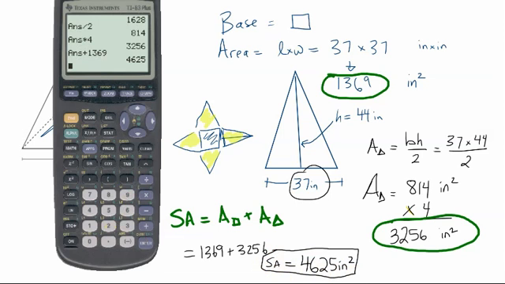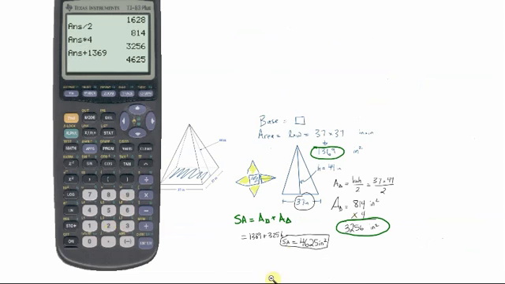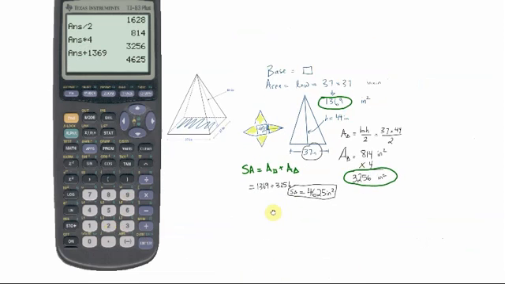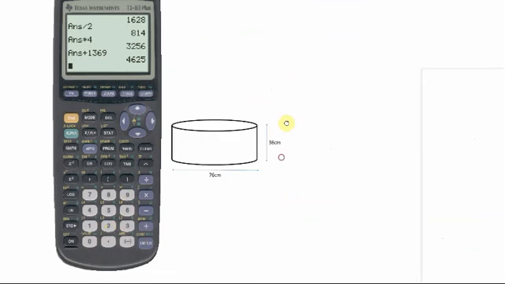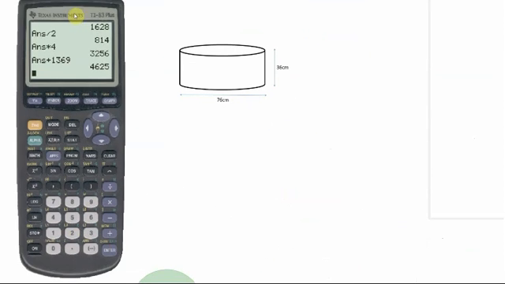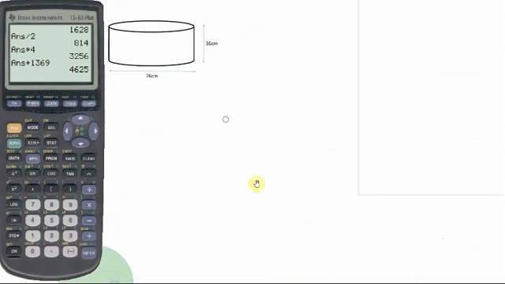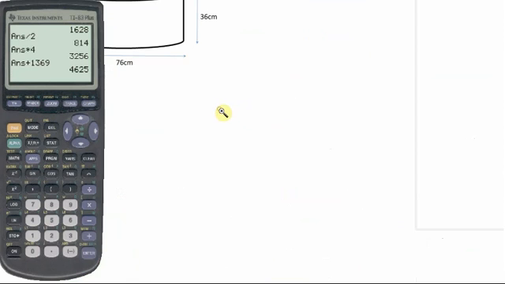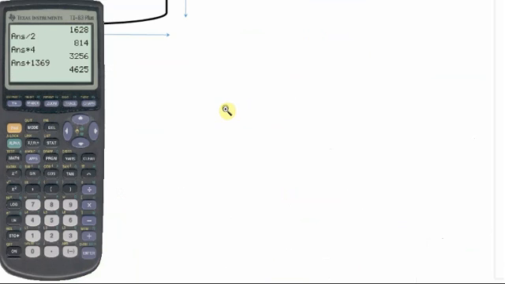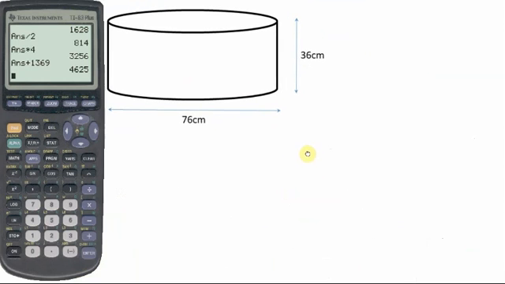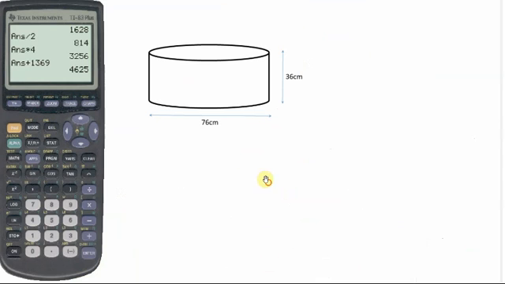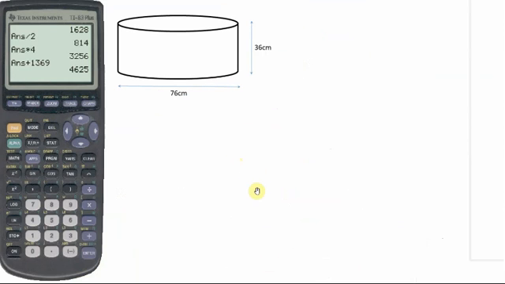Alright, that's problem 1. I'm going to use my zoom tool here and realize we got more on this page. So we're going from a pyramid, and now we have this thing called a cylinder. Let's just zoom in on that. It's a little too big. Nice. Alright, so we have a cylinder.